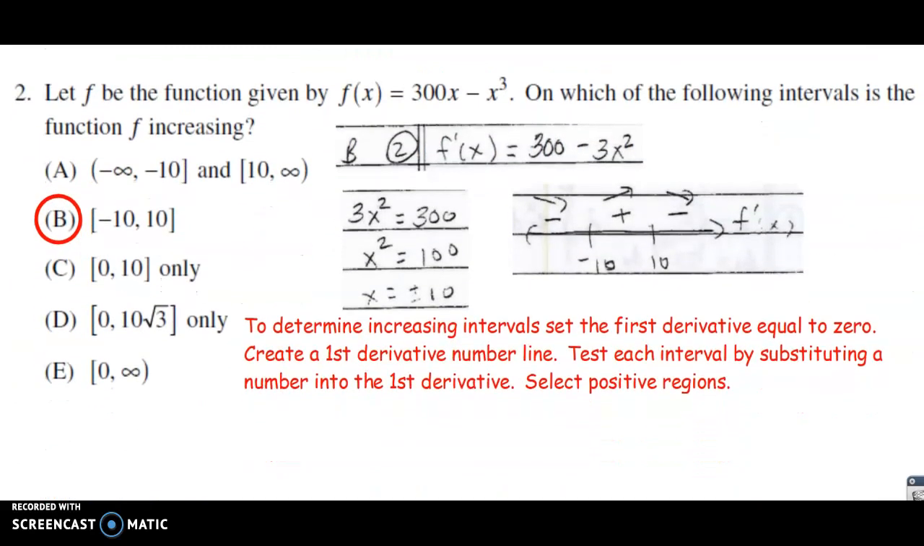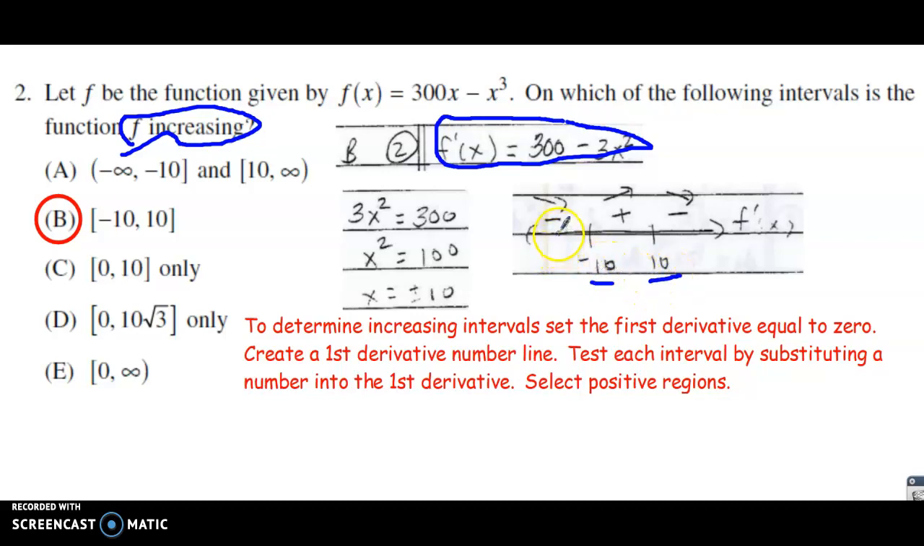In number two, we have a function f being given to us. That's an original function, and we want to know the intervals on which the function f is increasing. So to figure out where f is increasing, we need to figure out where the first derivative is positive. Step one is to take the first derivative, and then set it equal to 0 so that we can create a number line. I subtracted or added 3x squared to both sides, and then divided both sides by 3. Then I took the square root of both sides, and took my critical numbers of -10 and +10 and put them on a number line.